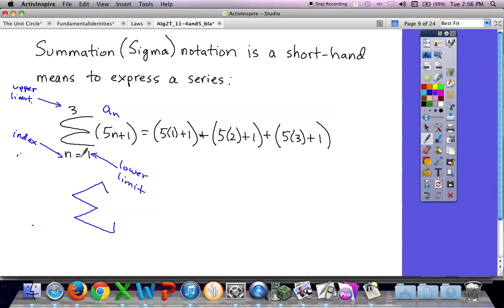Then I increment the n by 1. So it goes from 1 to 2, and do it again. 5 times 2 plus 1. That's what this is here. And you keep going until you get to the upper limit. In this case, we only have 3, so we'll stop when we do it 3 times. 5 times 3 plus 1. There you go. That formula 3 times, substituted for n equals 1, n equals 2, n equals 3, stop.